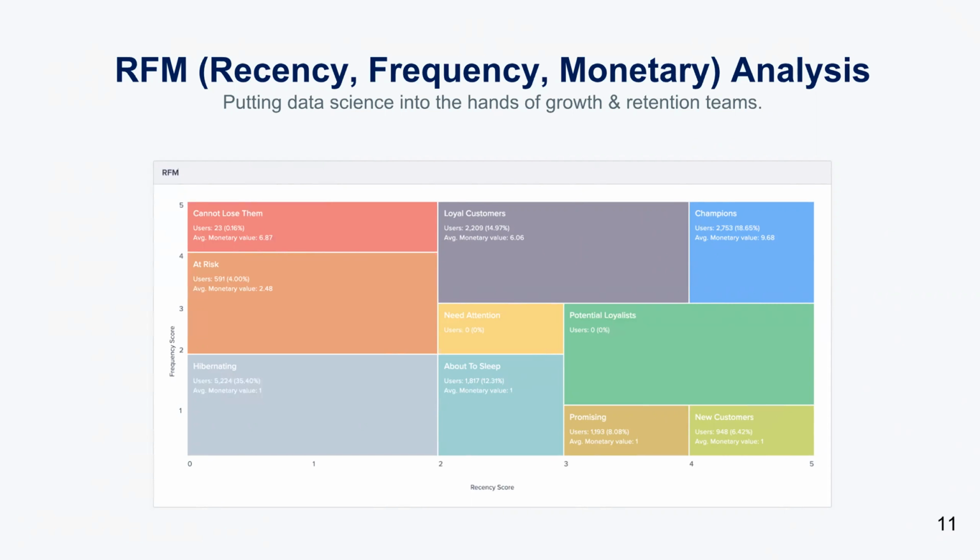And as you continue going clockwise, the bottom left corner are your hibernating users. I mean, recency score close to 0, frequency score close to 0. They're pretty much gone to sleep. But as you continue clockwise, you come to the top left corner, your cannot lose them users. These are very high frequency scores, meaning they used to visit you often, but now recency is declining. And so on.